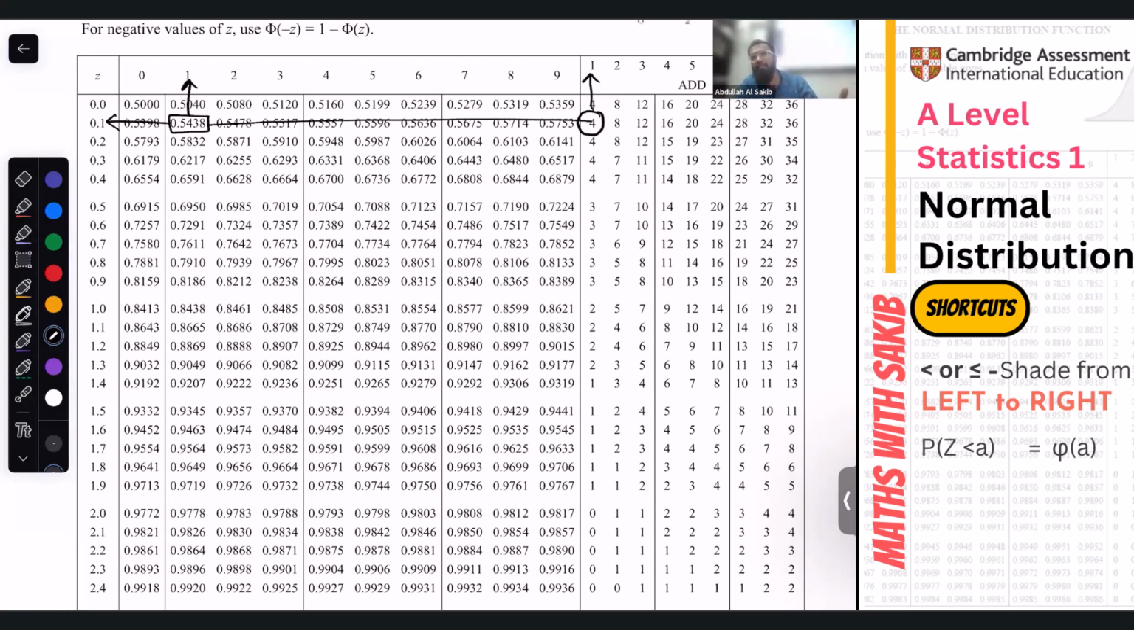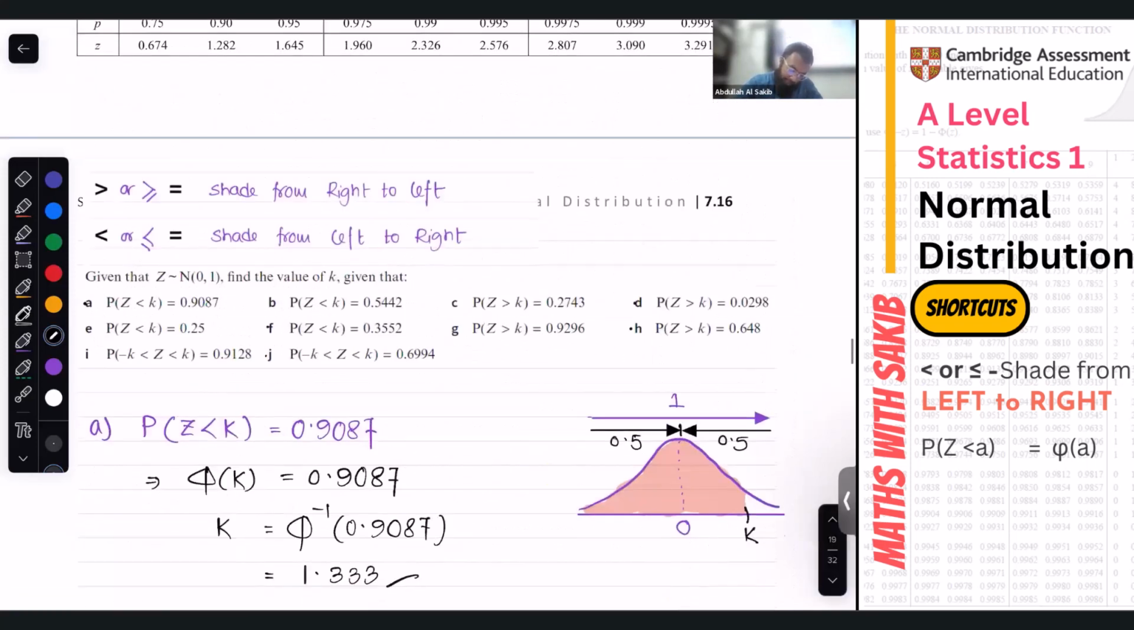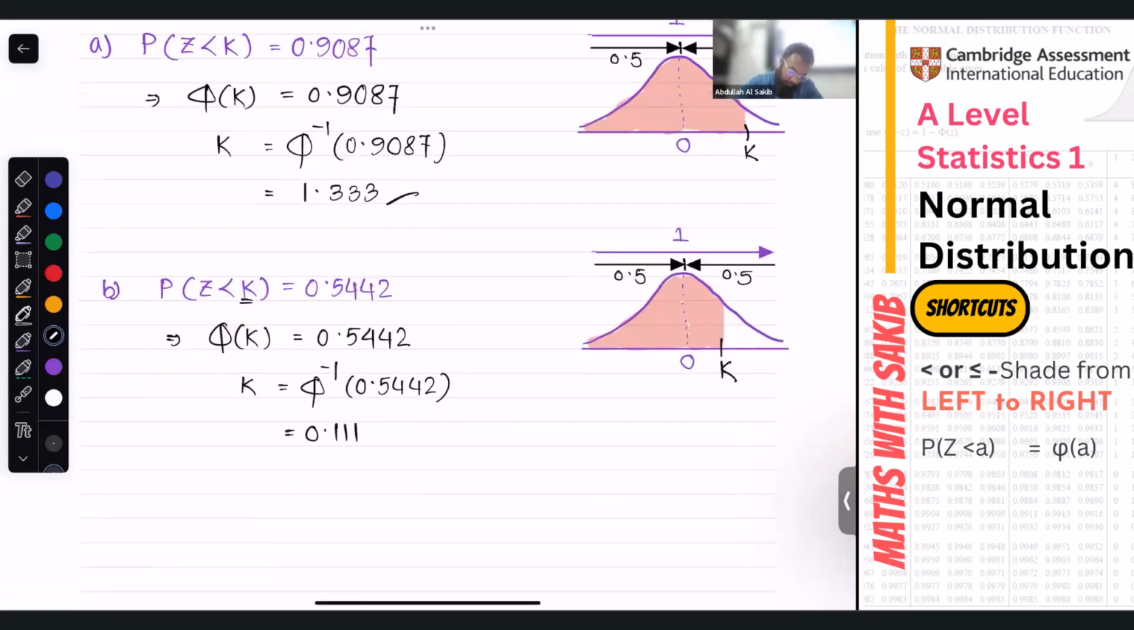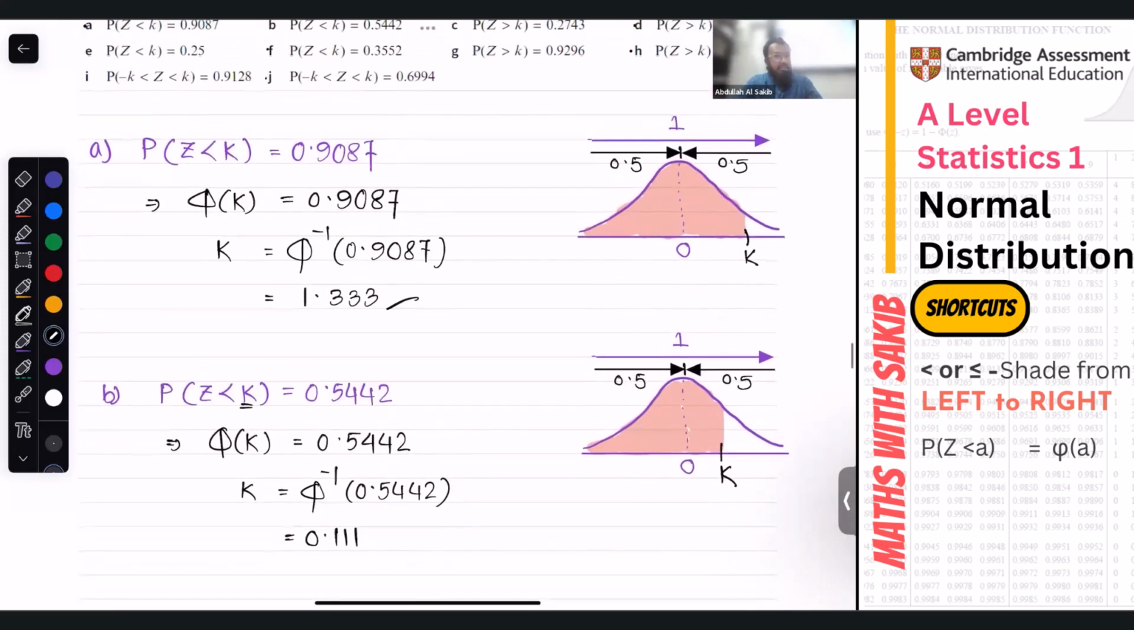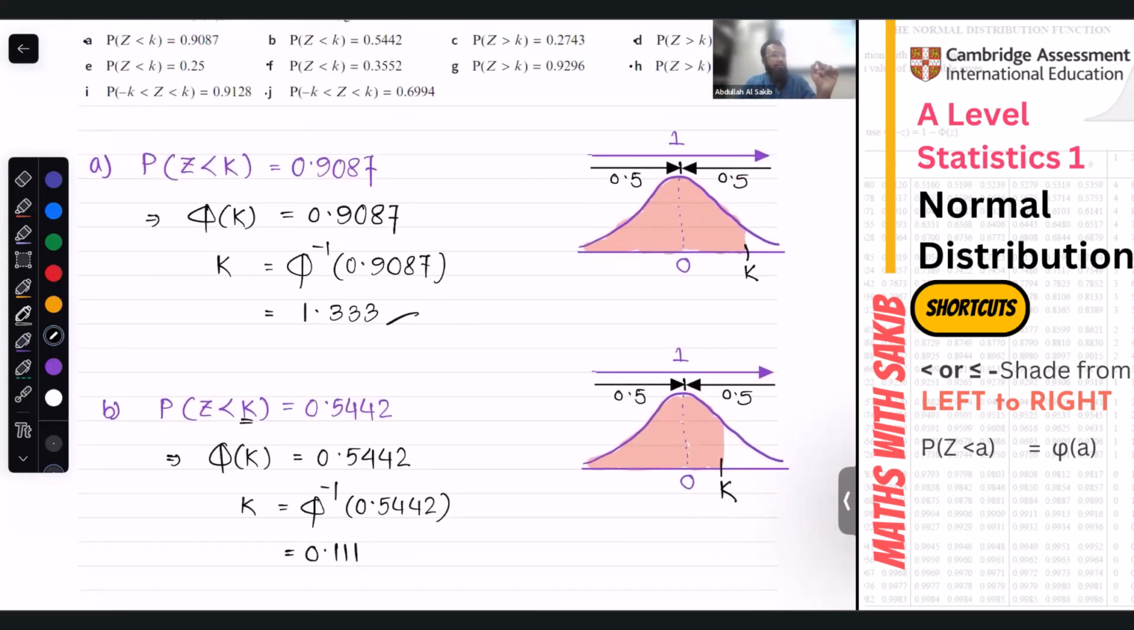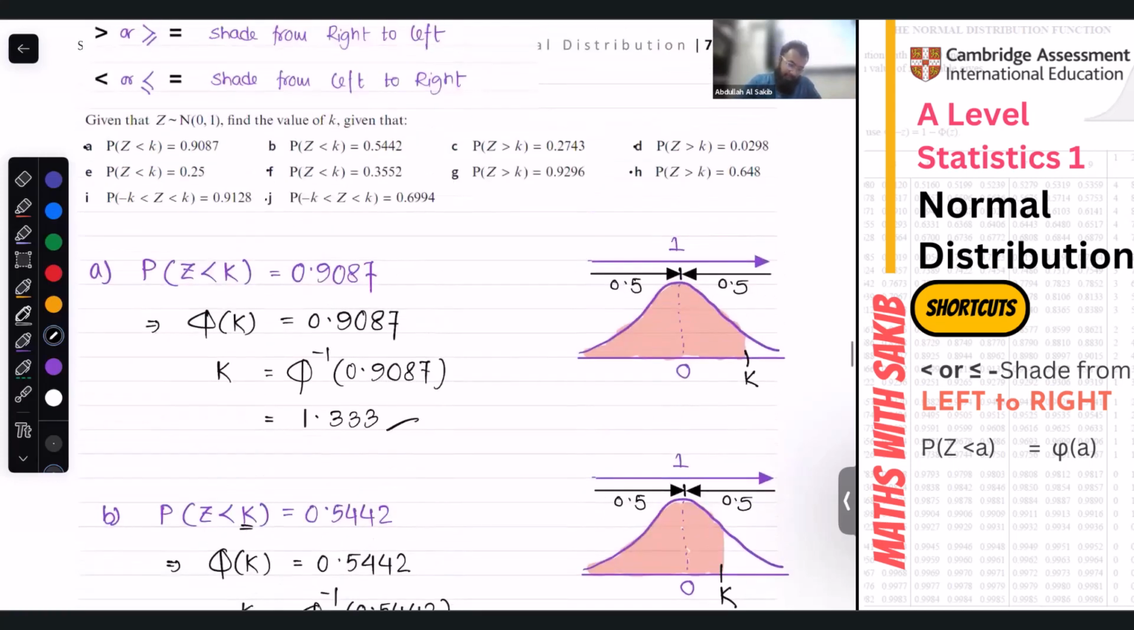Do you understand? Okay. Done? So the K value is 0.111. Okay? Done? So K is 0.111. Done. Isn't it easy? Just we have to find the value of K using our probability distribution table. Clear? Next.